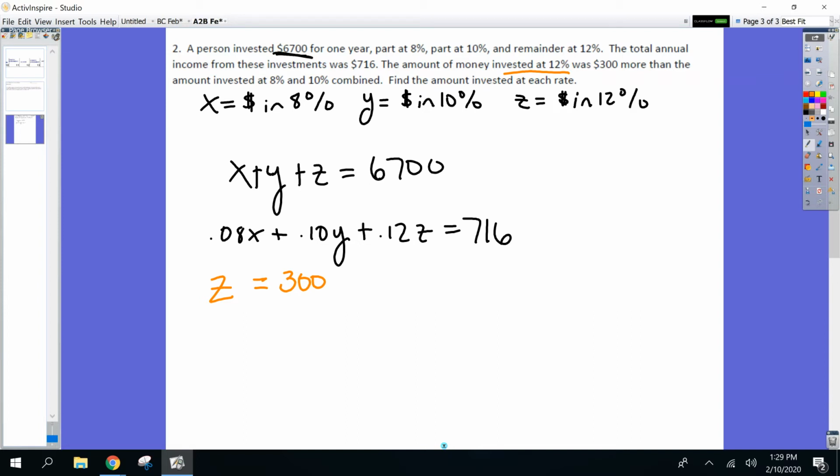All right, let's think about it. Not an inequality. More than plus 8 and 10 combined. X plus Y. That is not, I didn't have anything to do with the money there. So no. Nope. Because, look, the amount of money invested at 12%. That's Z, right? Okay, I do have a problem with this, though.